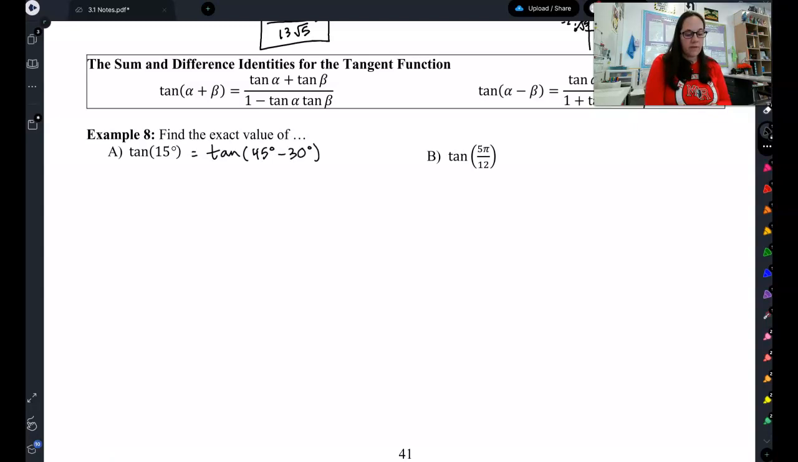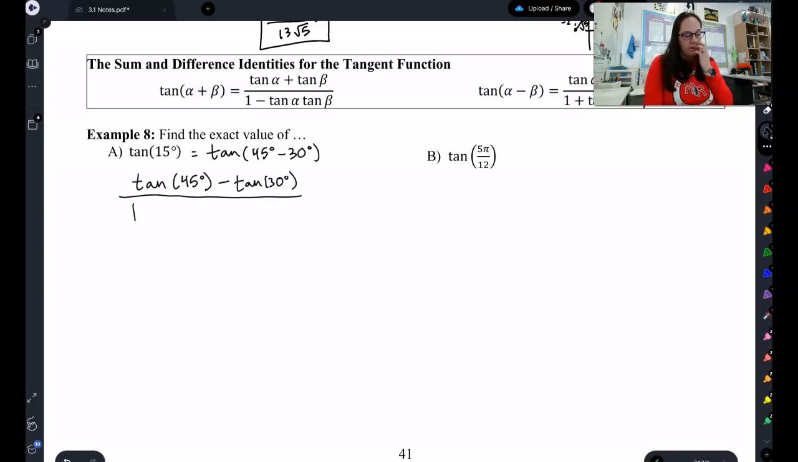So first off, think of distributing that tangent. So tangent of 45 minus tangent of 30 over 1, flip the sign, so plus, and then multiply those two together. And now we just have to use our unit circle, plug in those values, and see what we get.